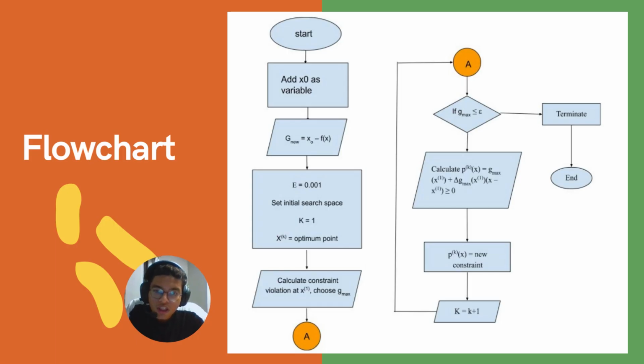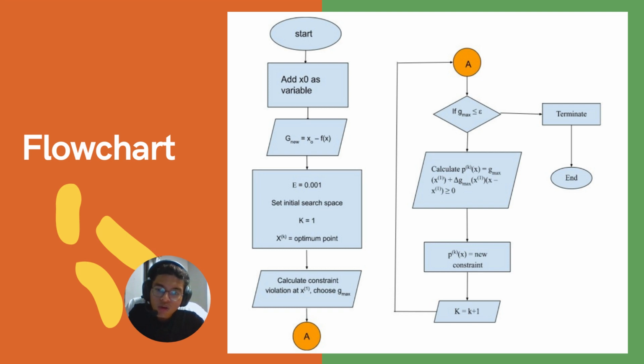So this is the flowchart for the cutting plane method, where we have to add the x node as the variable, as the objective function is in nonlinear programming. After that, we will find the new constraint, where the formula is as given. The g new is equal to x node minus the objective function.